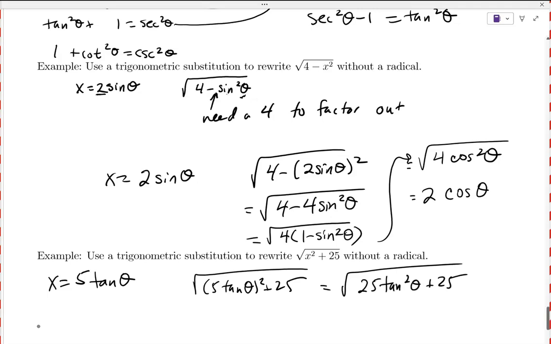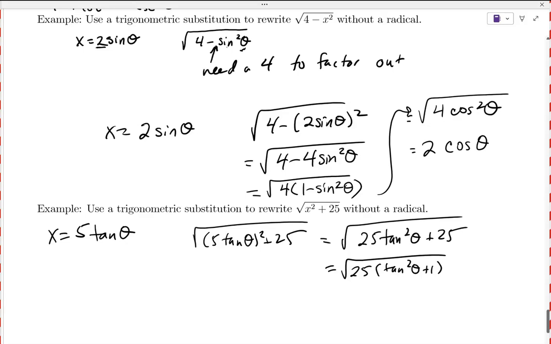So you get 25 tangent squared theta plus 25. Factor out your 25. What do we recognize tangent squared plus 1 is? Secant squared. And now how can you rewrite that square root of 25 secant squared? Yeah, 5 secant theta. Good. Does that make sense?